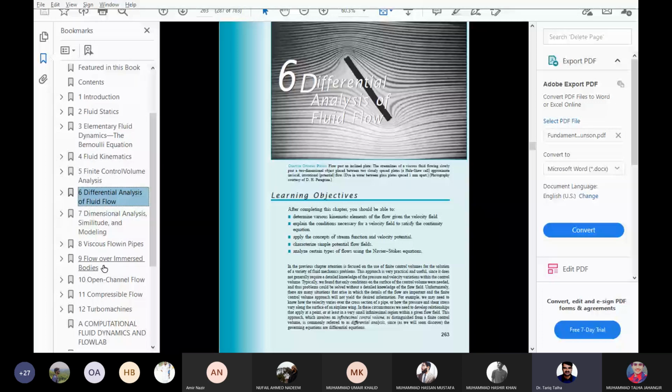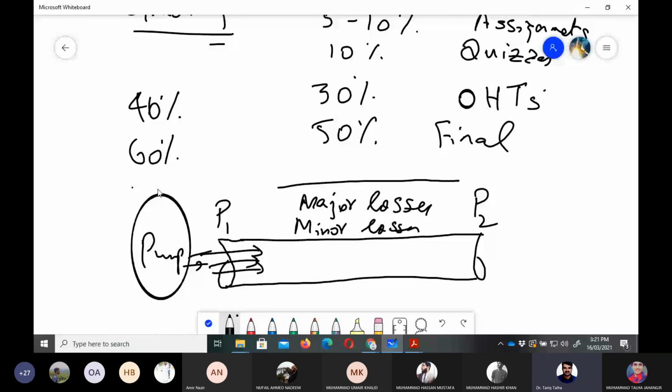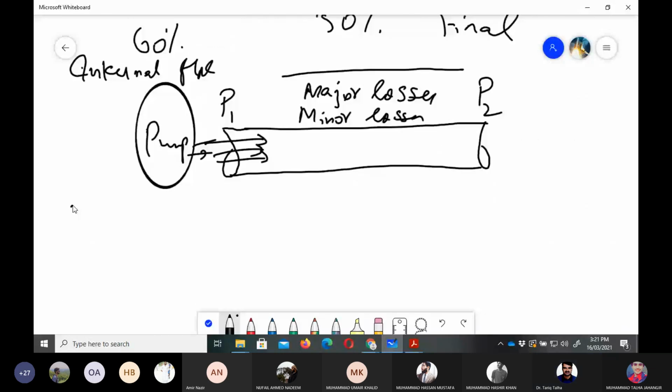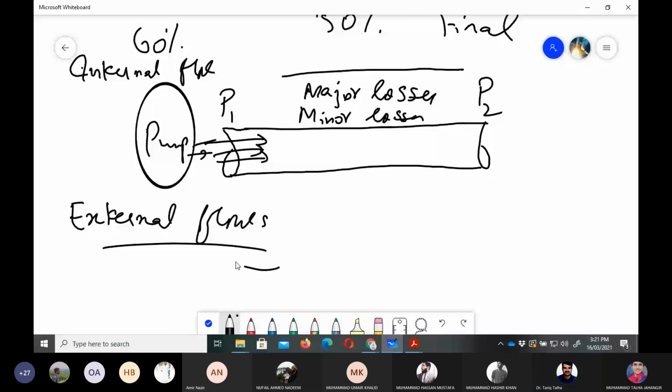This is what I have covered here, that is internal flow. And then we have the second type of flows, which are external flows. Any example of external flows? A practical example you can think of. Sir, flow through canals, rivers.